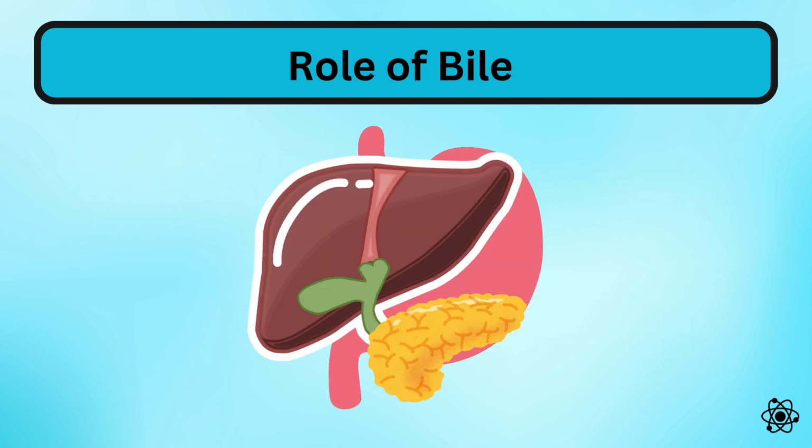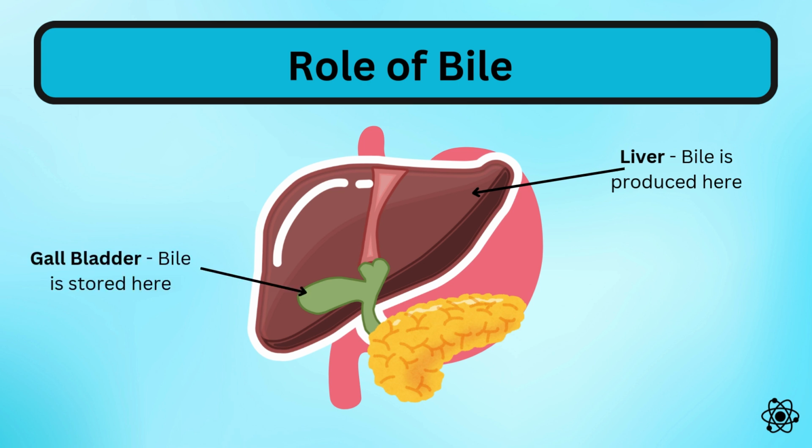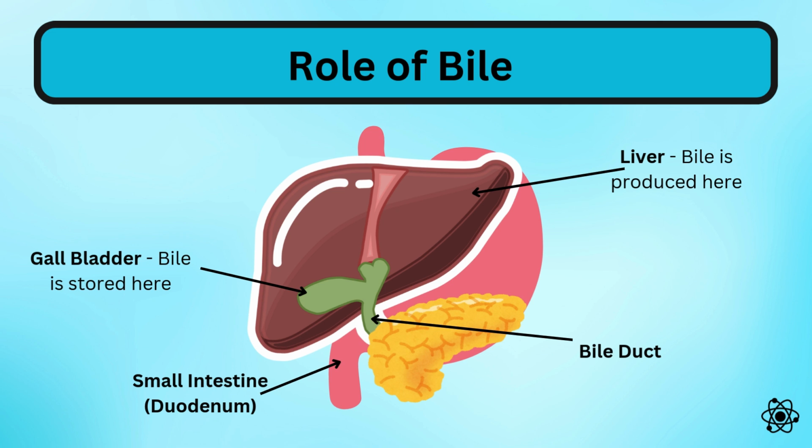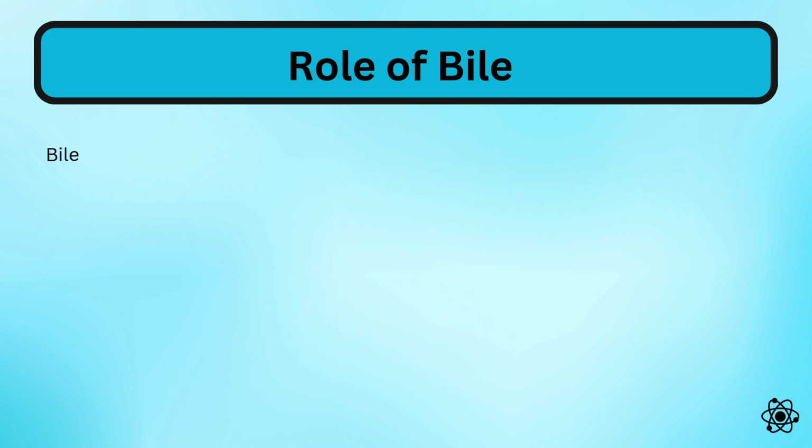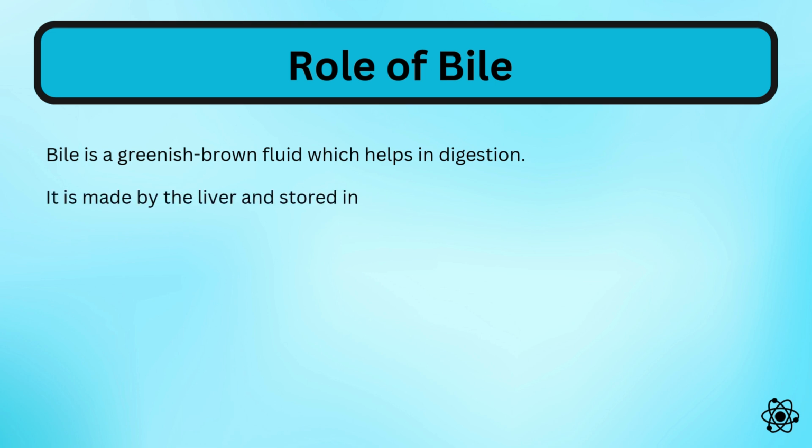Bile also plays an important role in physical digestion. The liver is where bile is produced. Bile is stored in the gallbladder. It is released through the bile duct into the duodenum, which is the first part of the small intestine. Bile is a greenish-brown fluid which helps in digestion. It is made by the liver and stored in the gallbladder.